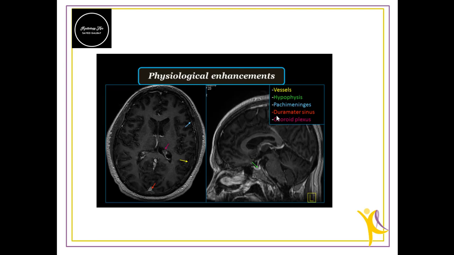Again, this slide shows the areas of physiological enhancement in the brain. Again, this is the normal enhancement of the meninges. This is normal enhancement of the vessels, of dural sinuses, of choroid plexus, and pituitary gland.